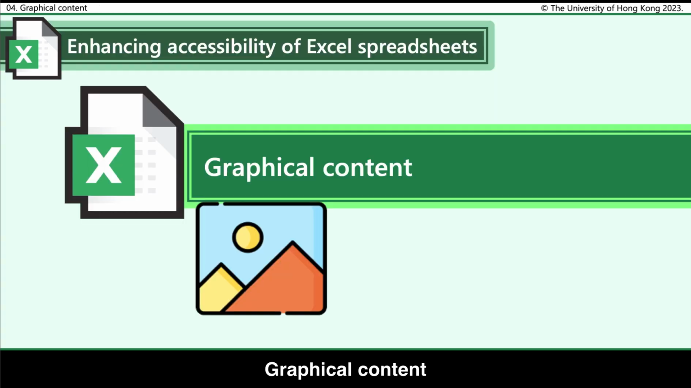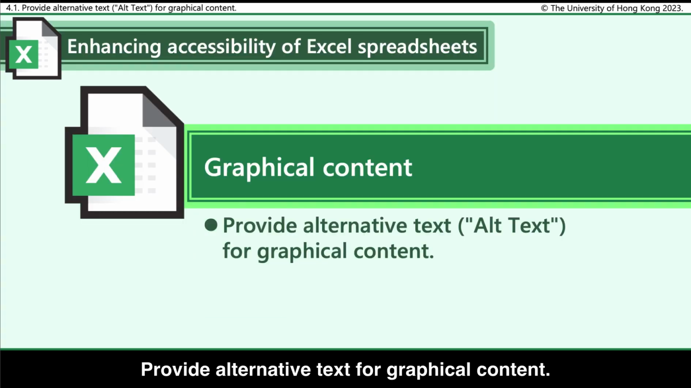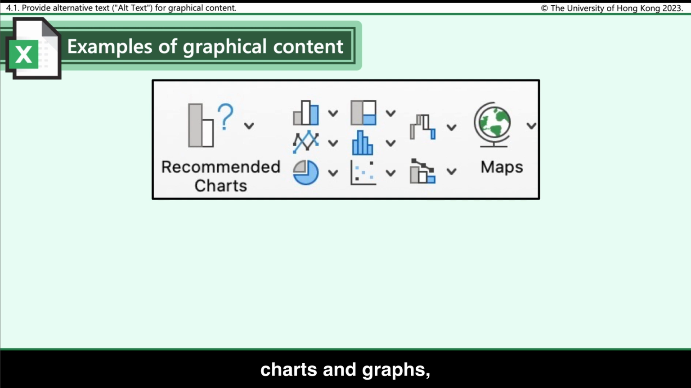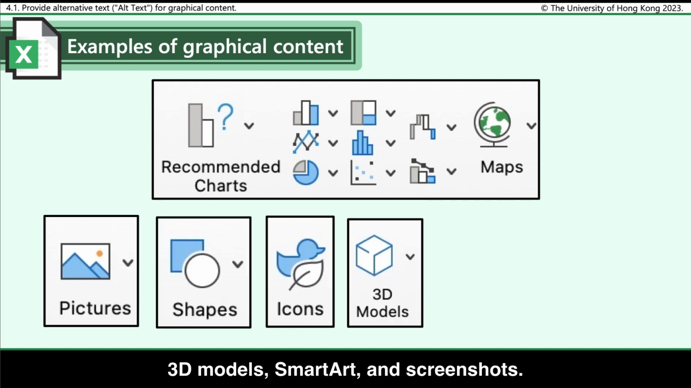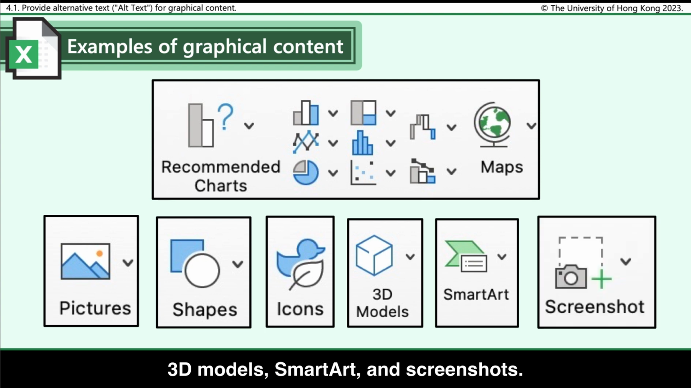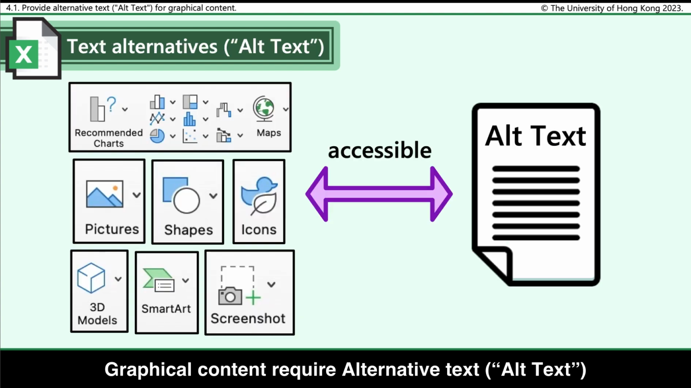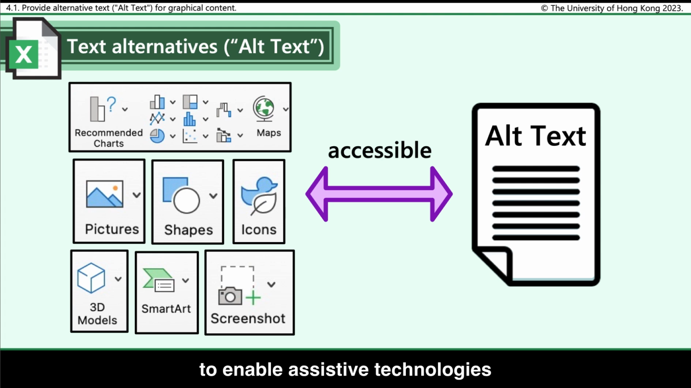Graphical content. Provide alternative text for graphical content. Examples of graphical content include charts and graphs, as well as pictures, shapes, icons, 3D models, smart art, and screenshots. Graphical content require alternative text, alt text, to enable assistive technologies to understand the graphical content.